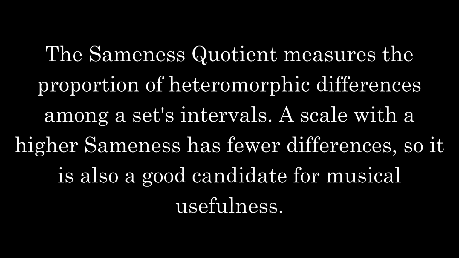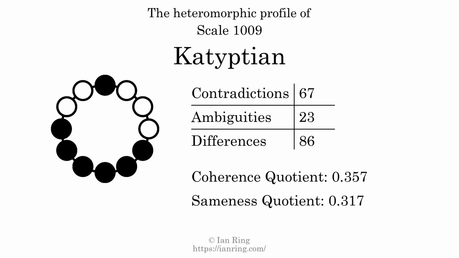The sameness quotient measures the proportion of heteromorphic differences among a set's intervals. A scale with a higher sameness has fewer differences, so it is also a good candidate for musical usefulness. The sameness quotient is 0.317.